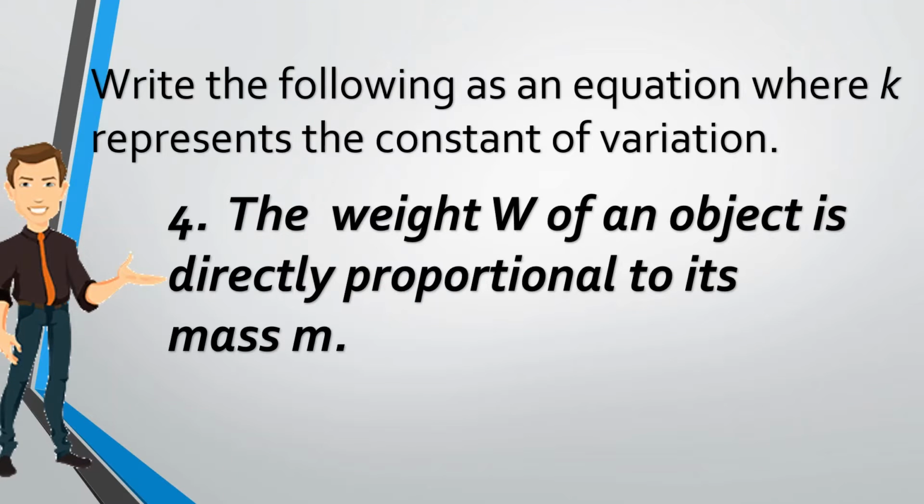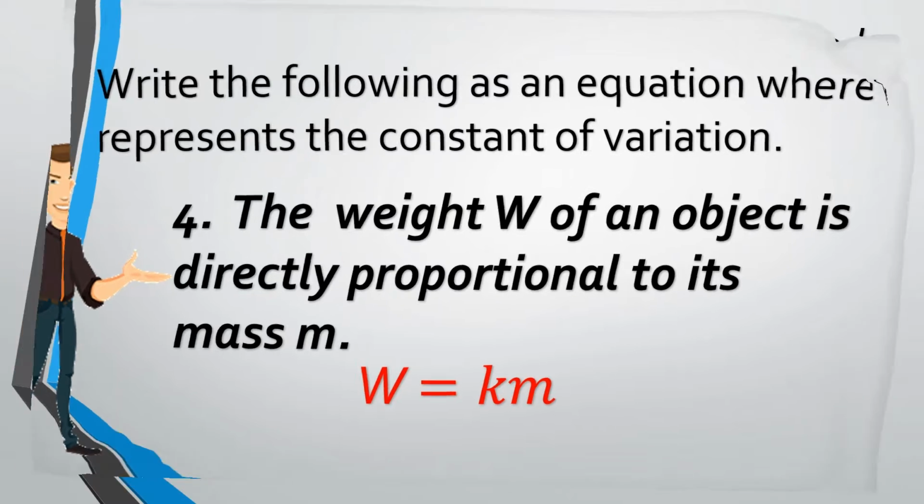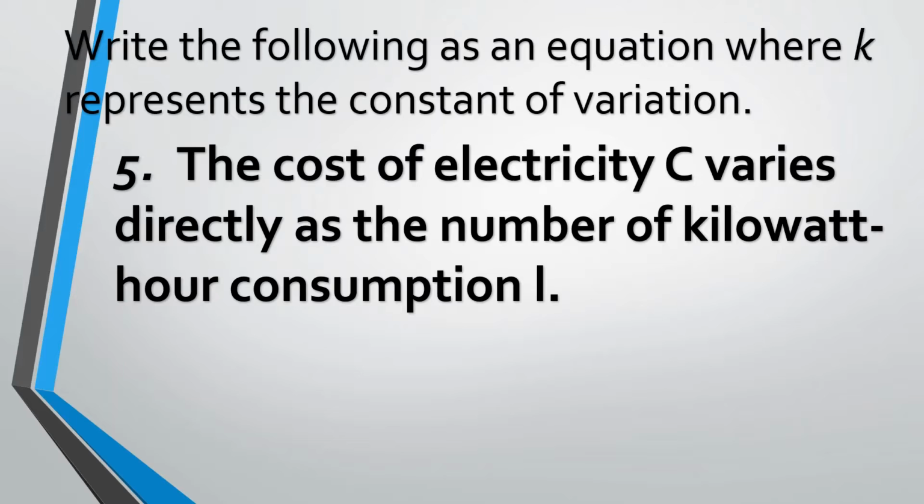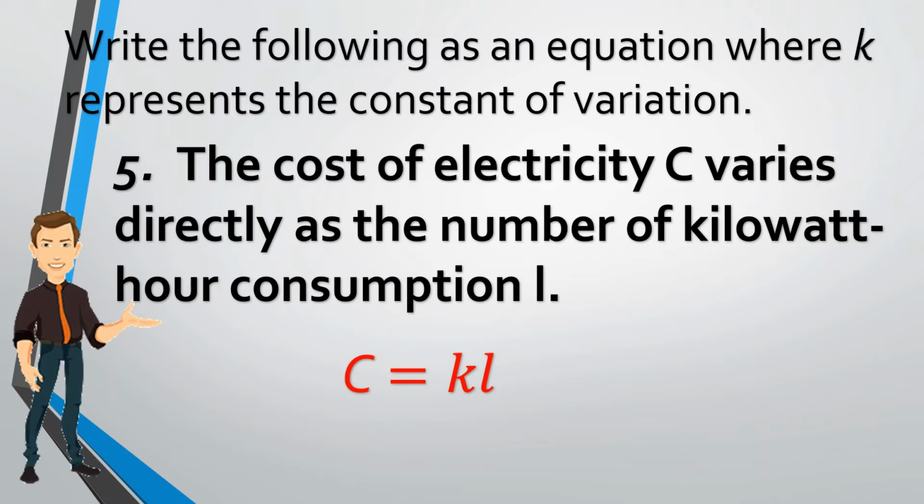Number 4. The weight W of an object is directly proportional to its mass M. So the answer is W is equal to kM. And number 5, the cost of electricity C varies directly as the number of kilowatt-hour consumption L. So it means we have C is equal to kL.